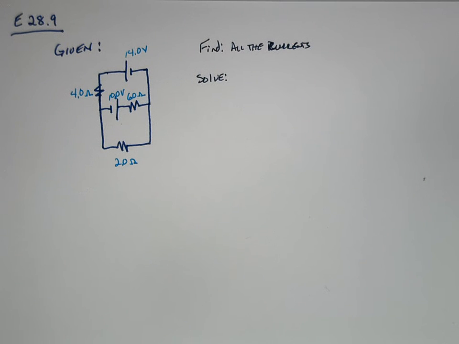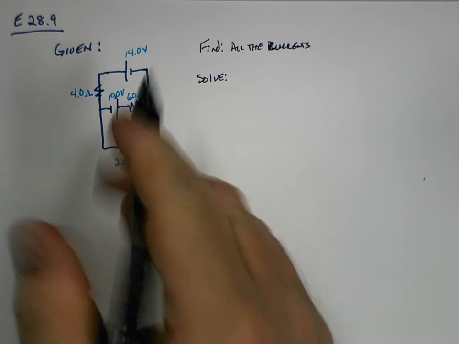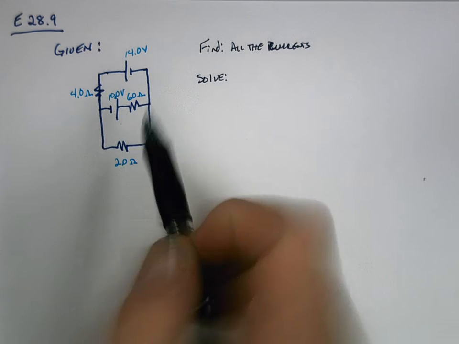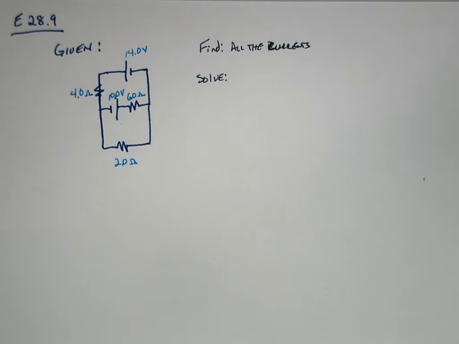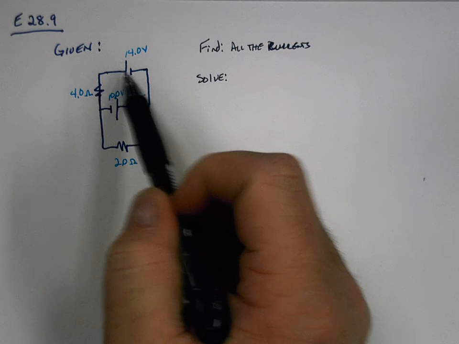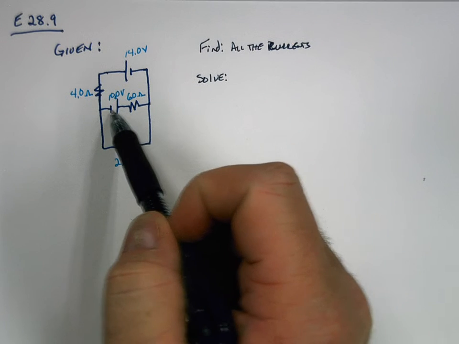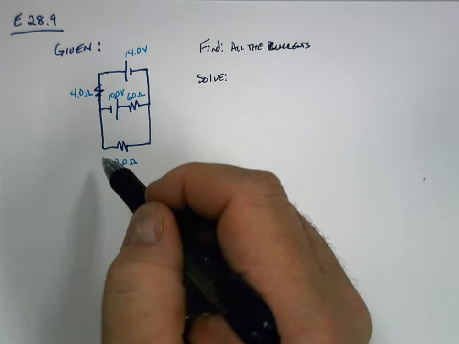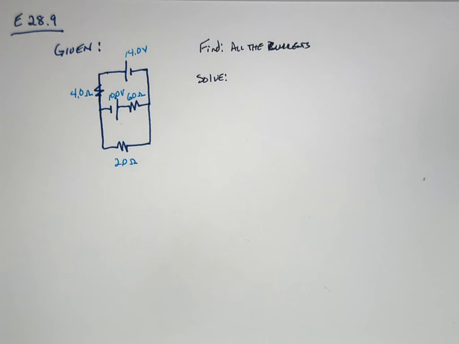Okay, here's our example problem for Kirchhoff's rules. Here's what we are given: this circuit. Notice this is much more complicated than what we may have seen in the past. In particular, we have a second battery in the middle of the whole circuit, and that kind of tweaks things a little bit.